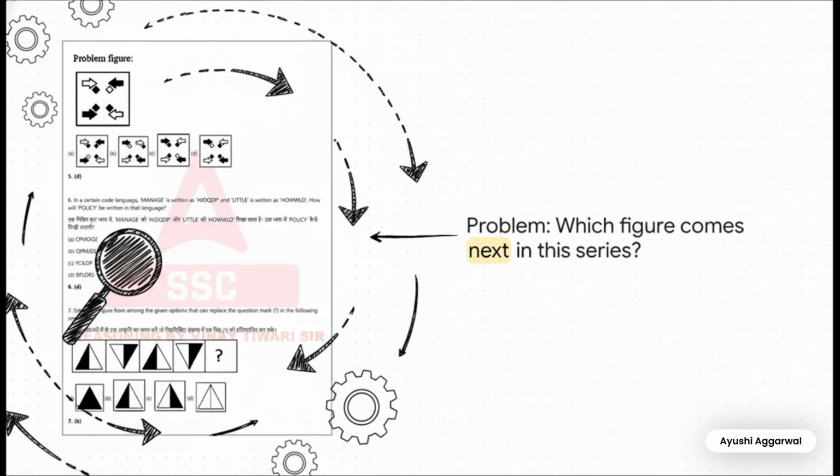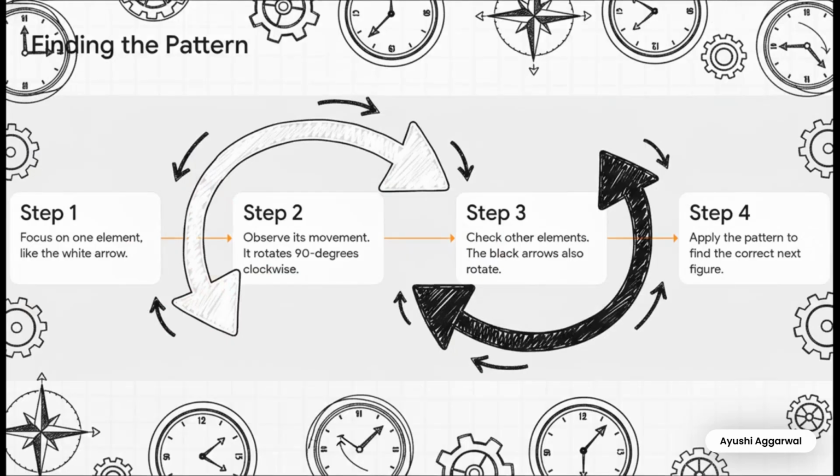Okay, take a look at this. We've got a series of boxes, and inside each one, there are these arrows pointing in different directions. Every box changes just a little bit. Our mission, if we choose to accept it, is to figure out the secret rule that's making them move so we can predict exactly what the next box will look like.